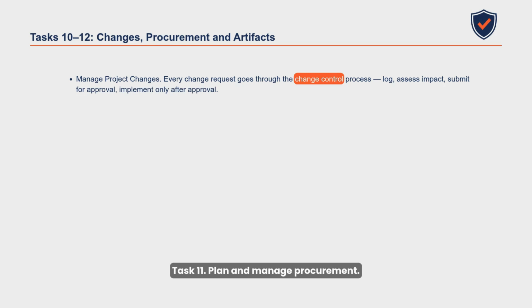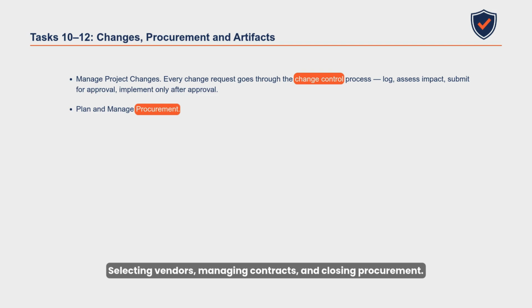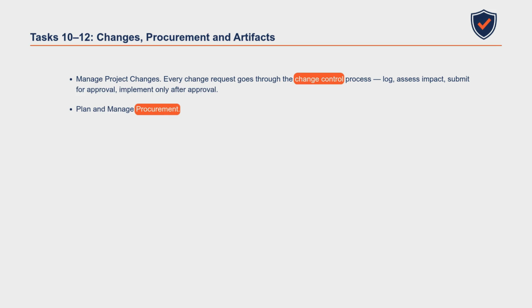Task 11. Plan and manage procurement. Selecting vendors, managing contracts, and closing procurement. The exam tests procurement planning, vendor selection criteria, and contract types.